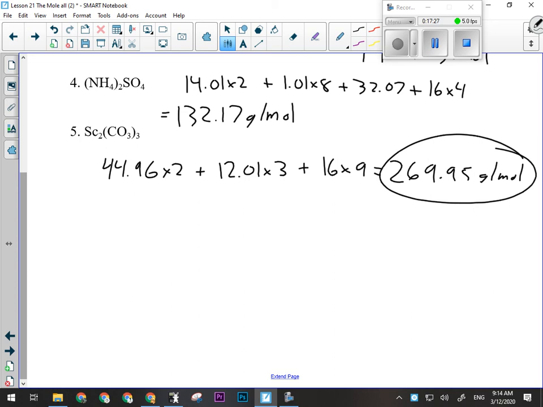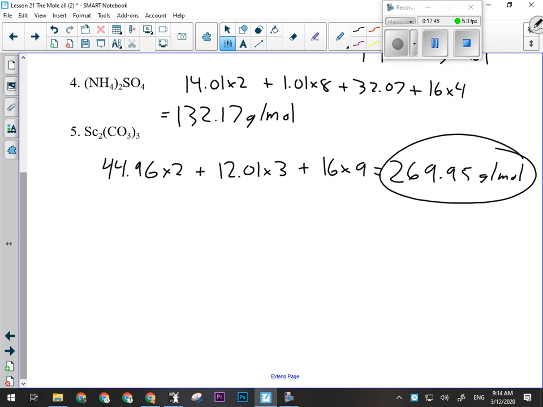Okay, everybody all right with those? Okay, so that's one of the things that you'll have to do when you're solving a mole equation problem. You'll always have to calculate the molar mass of the material that's being asked about. Okay, and that's how you do it. You just use your numbers from your periodic table.